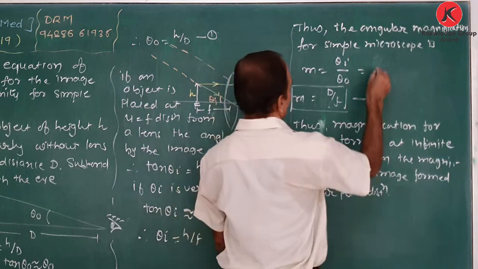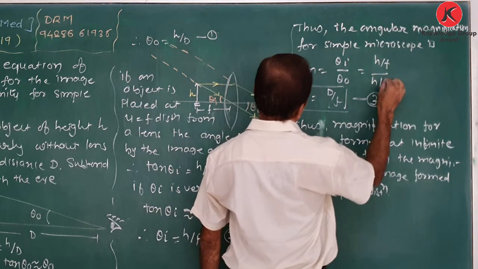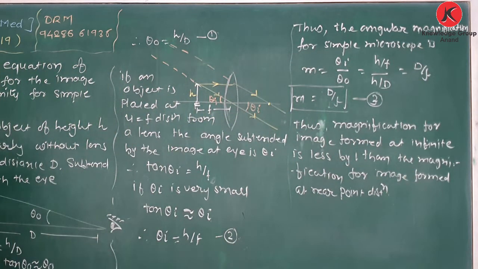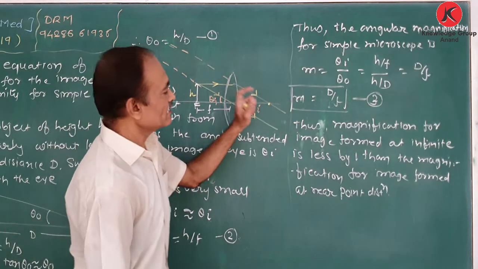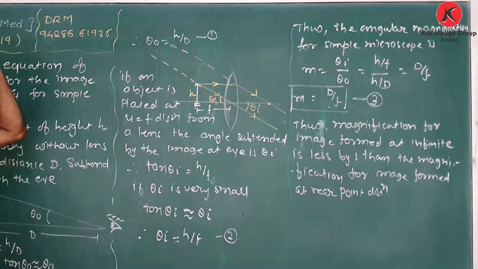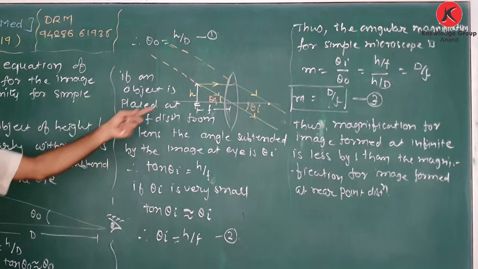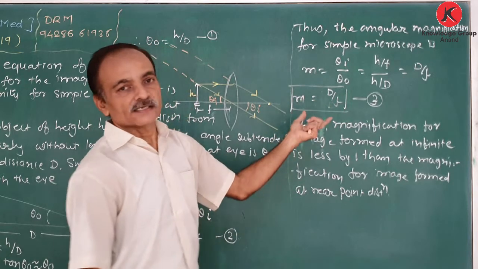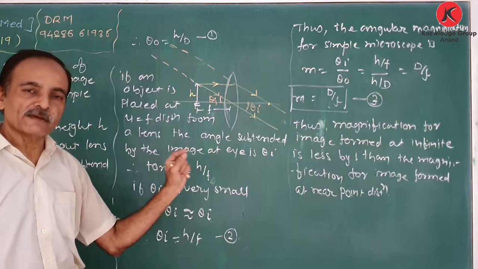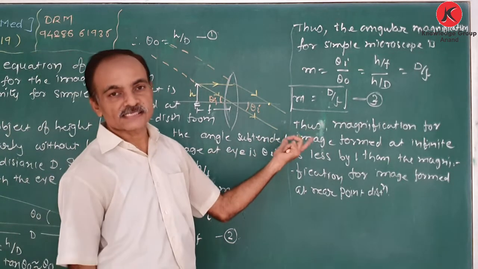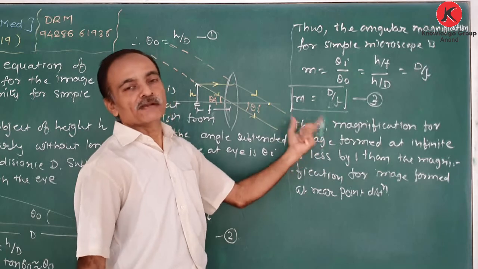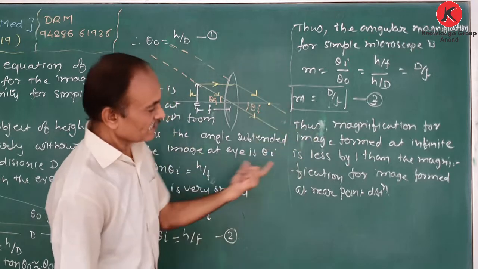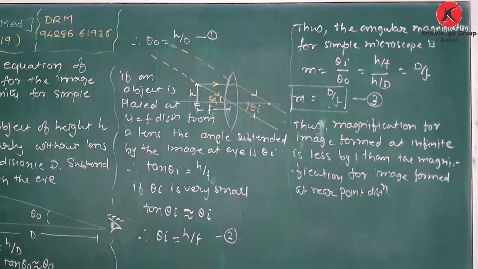Theta I value is h upon f. Here h upon D is equal to D by f. So that is the equation of the magnification for the simple microscope if the image is formed at infinite distance. Clear this? Here we are using this concept in the next microscope, that is the compound microscope. In this simple microscope we are using only a single convex lens, so it has a certain limitation for maximum magnification. We discuss it in the next point, the compound microscope.